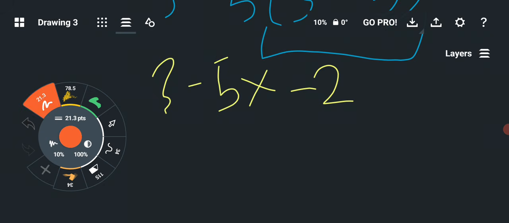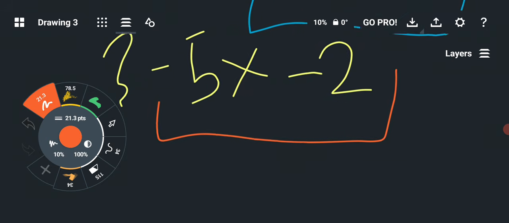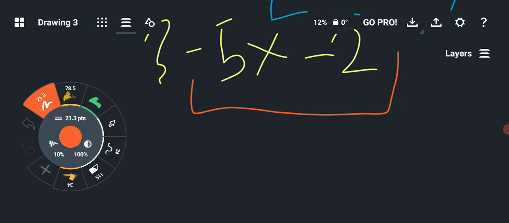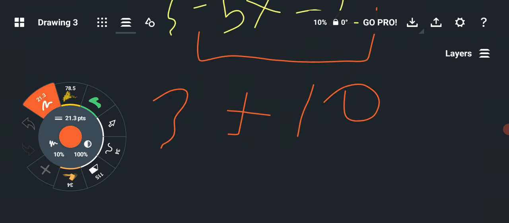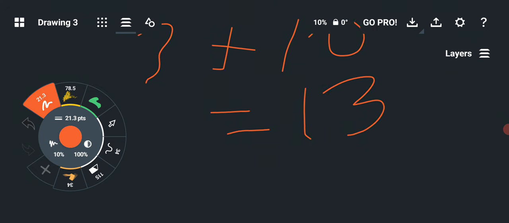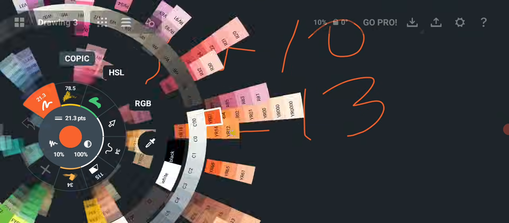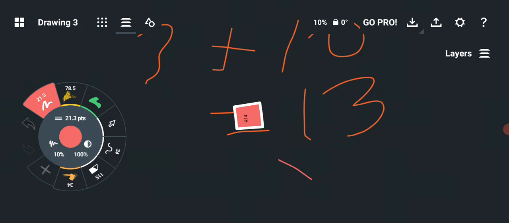And so multiplication has higher priority than subtraction. Okay, so what do we have right here? We have minus 5 times minus 2, and that gives us 3 plus 10. Okay, so 3 plus 10, and the final answer is what? The final answer is 13. So this is the final and correct answer.